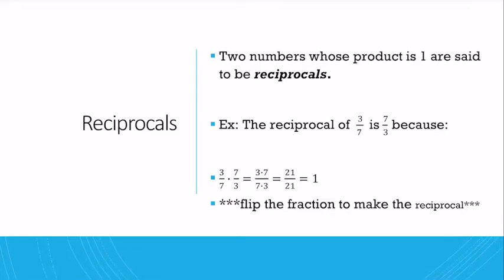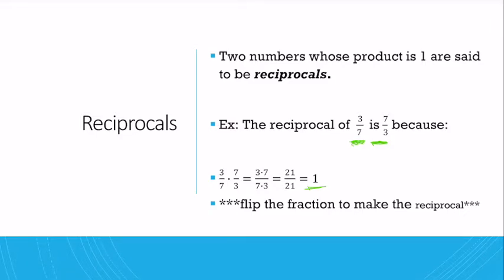So real quick, before we start talking about division, I need to bring up the concept of reciprocals, okay? What a reciprocal is: two numbers whose product is 1 are reciprocals. So for example, if I have the fraction 3/7, its reciprocal is 7/3, because if I multiply these together, I get 21 over 21, which is just 1. Typically what you do is flip the fraction, right? This is this fraction flipped in order to find the reciprocal.